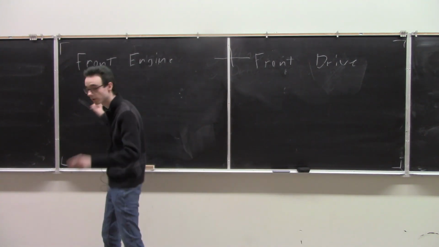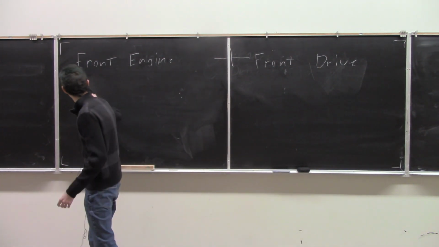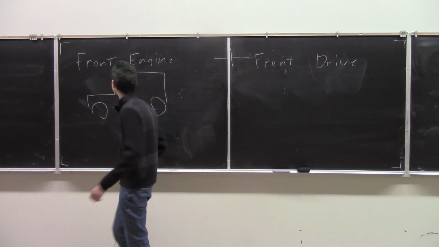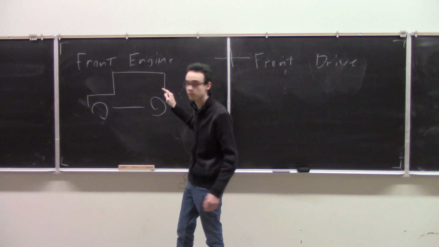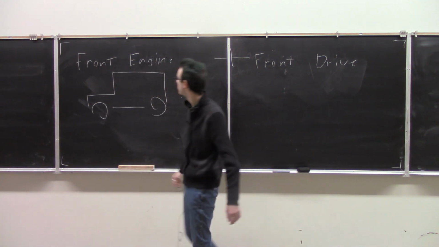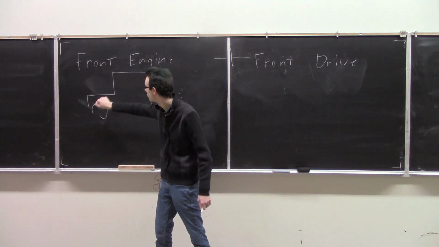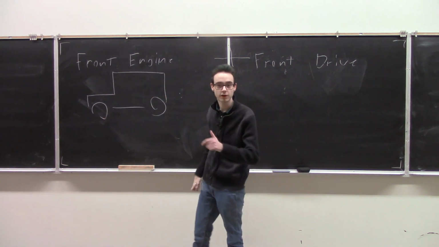So we're going to draw a car real quick, your basic car. This is a Fiat Panda. So what we've got is, you might notice the car. This is where the people go. This is where the engine goes. Two wheels, front, rear, wheel, rear, wheel.